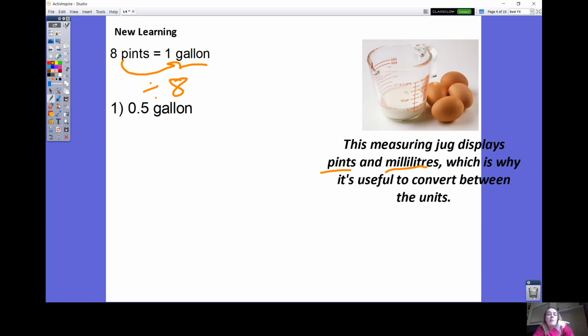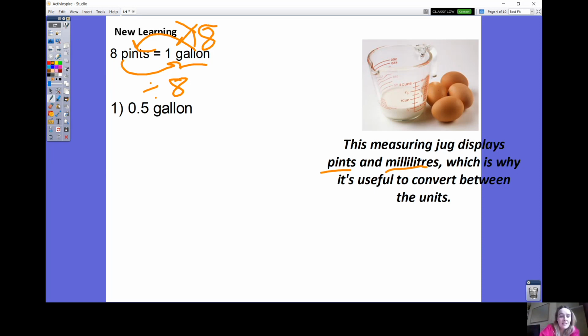To go the other way around, to go up from gallons to pints, you have to do the inverse of division, which is multiplication, so you multiply by 8. So that's the conversion factor. The conversion factor is 8. To go from pints to gallons you have to divide by 8. To go from gallons up to pints you have to multiply by 8.